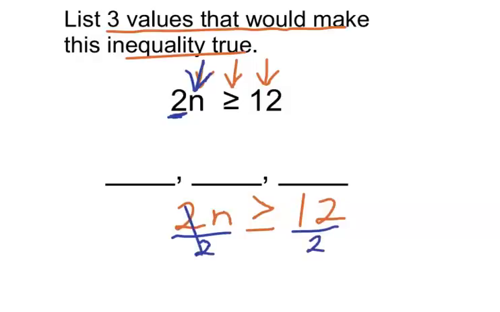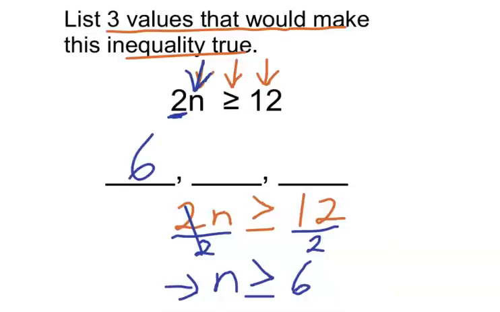2 goes into 2 one time, so we just have 1n. n is greater than or equal to 12 divided by 2 is 6. Okay, so if n is greater than or equal to 6, can it be exactly 6? Yes, it can. So 6 could be one of your possible answers.